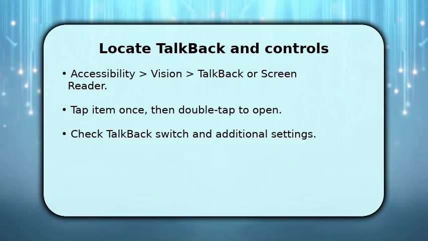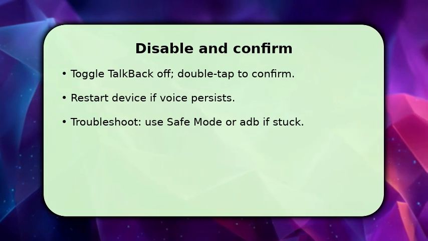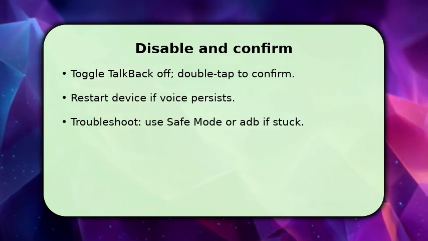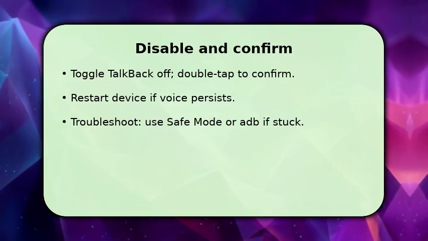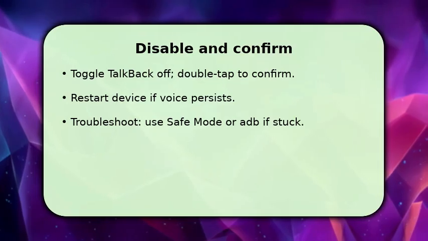the change. To finish, toggle the Talkback switch off and double tap any confirmation dialog that appears. You will hear feedback stop when it disables. Once done, make sure to test basic navigation with single taps to confirm normal touch behavior.